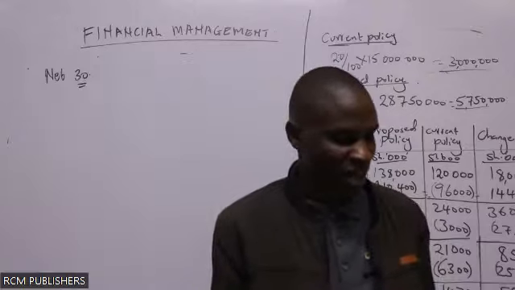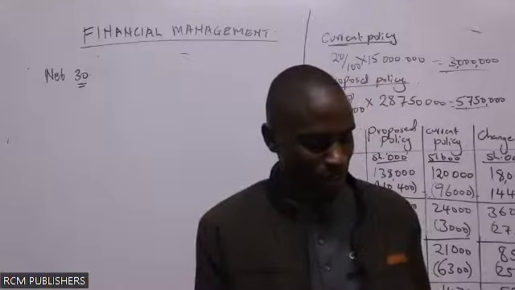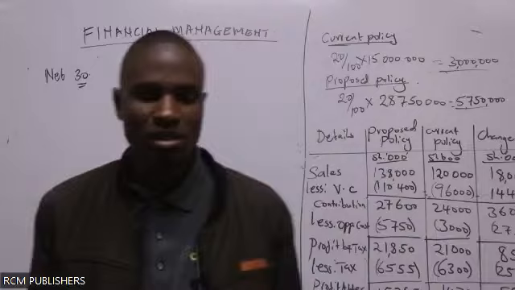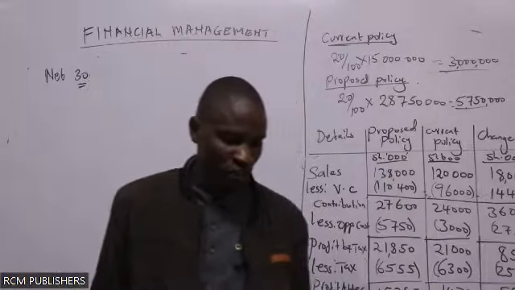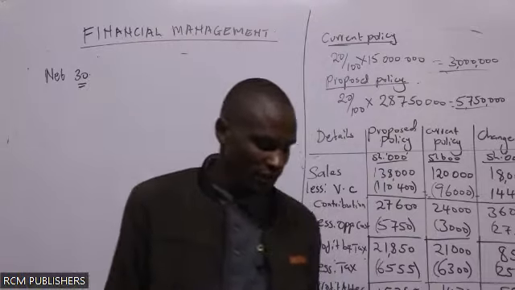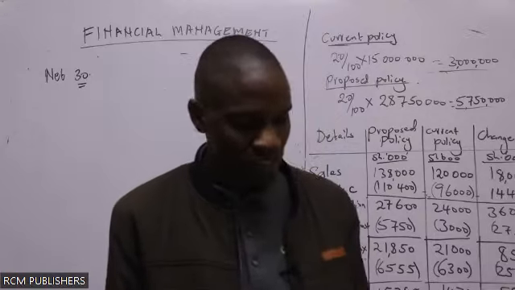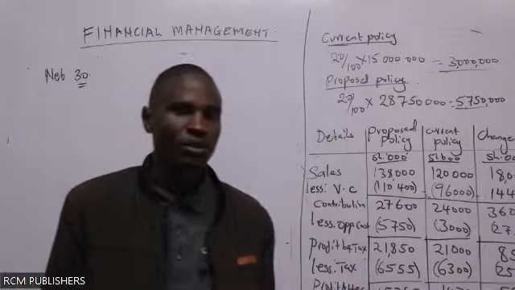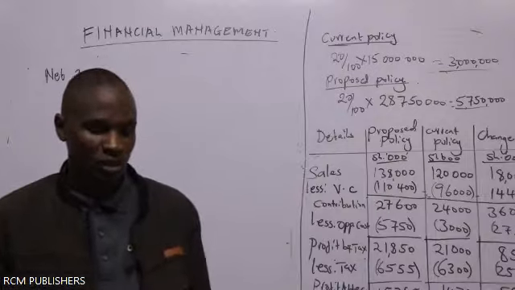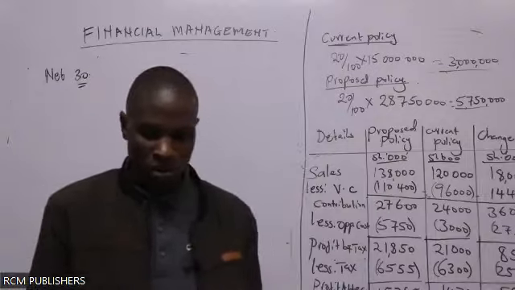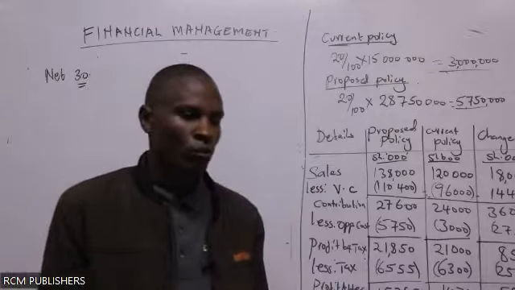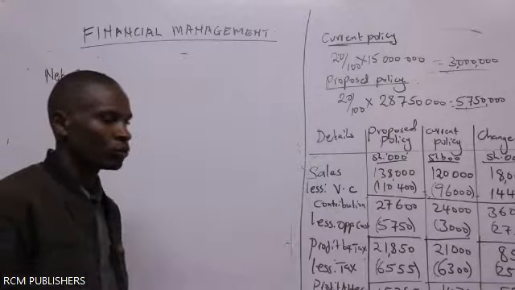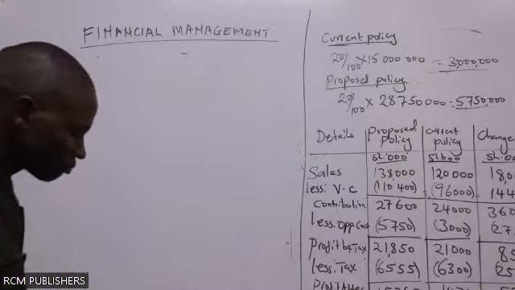Never ever forget that. The corporation tax is 30%, all sales are on credit, and then you are told to assume 360 days in that financial year. You're expected to advise the management of Google Limited on whether to adopt the new credit policy. With your cooperation, I know we are able to finish this question.